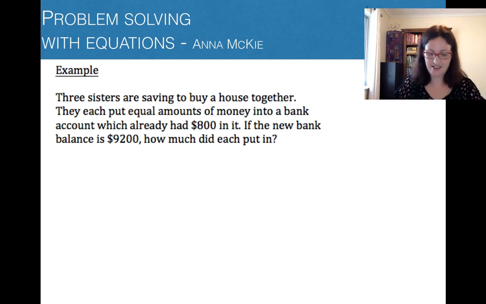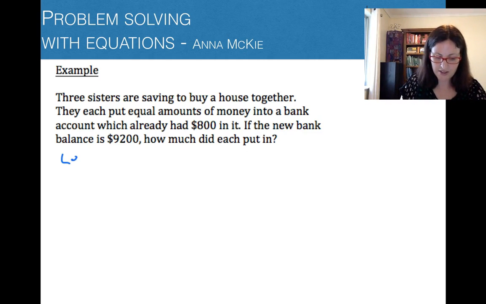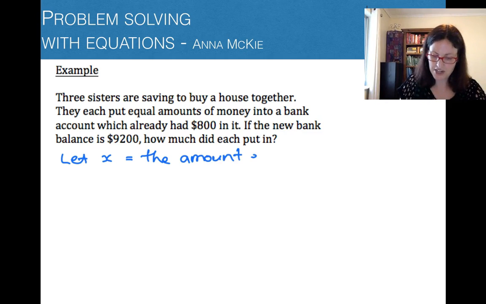My advice is look at what the question's actually asking you each time, often the bit near the question mark. This question's asking us, how much did each put in? So how much did each sister contribute? That's going to be our x. So we're saying let x equal the amount each put in.